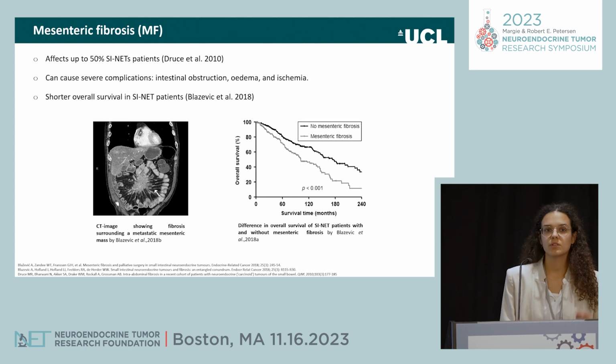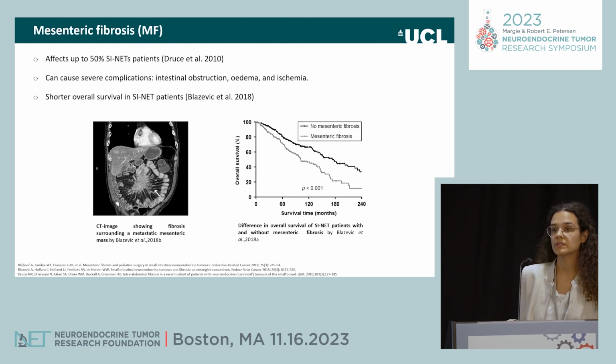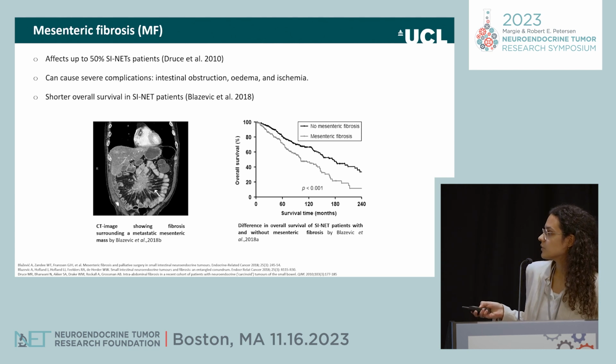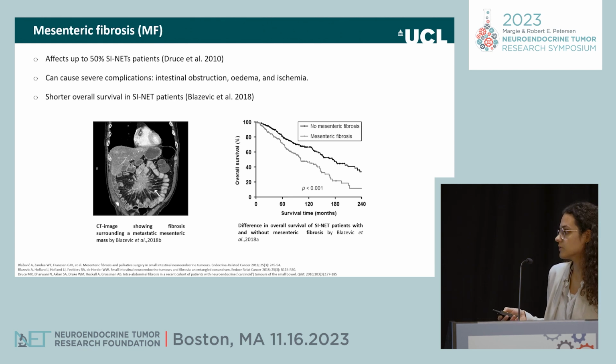We are specifically looking at mesenteric fibrosis, or MF, which is a common complication in SINETs affecting up to 50% of patients. This occurs when there's a fibrotic reaction around the metastases in the mesentery, which leads to the formation of a larger mass, which we can see here on the CT image. This can then lead to other complications such as intestinal obstruction, edema, or ischemia. Looking at this graph, we can also see patients without mesenteric fibrosis at the top, and in gray, patients with mesenteric fibrosis showing a significantly shorter overall survival.